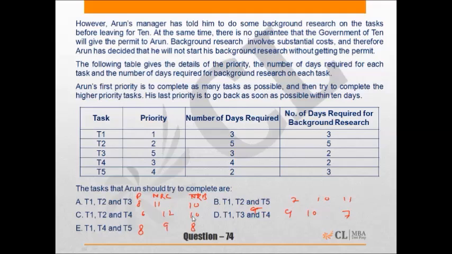After having a look at these figures, it becomes clear that he should try to finish the tasks given in option E, as for completing these three tasks he requires the minimum number of days, that is 9, and the priority is also quite good in this case compared to other options. Option C is not possible as the number of days required to complete the tasks is more than 10, though it has a better priority order. So E is the correct answer for this question.